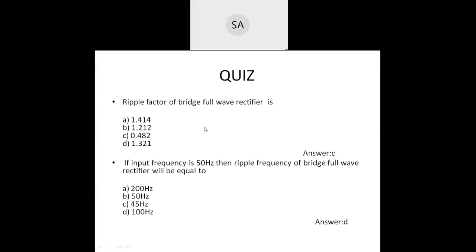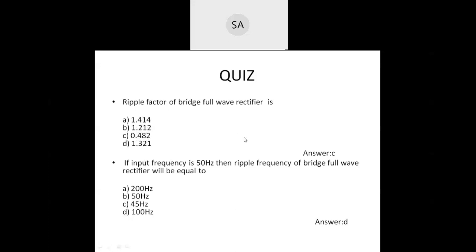The ripple factor of a full wave bridge rectifier is, it is equivalent to center tap. We have four options: 1.414, which is not discussed here, then 1.212, 0.482, and 1.3. So options A and D did not occur in our discussions. Only option B and option C occurred, and option B is the half wave rectifier. So 0.482 is our answer, C.